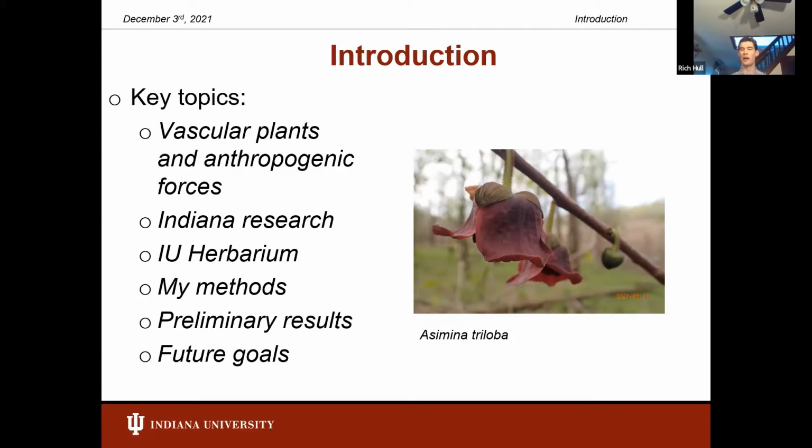This will be followed by the preliminary results from the 2021 field season, as well as future goals, which will specifically focus on data analysis once the entire collection is finished. And here on the right, I have a picture of a Asimina triloba, the Indiana banana, and I'll sprinkle in a few photos throughout the presentation.